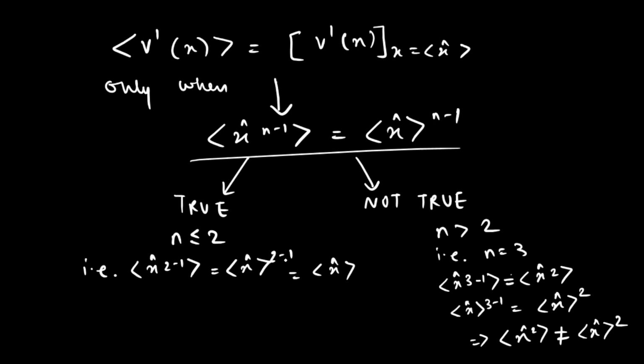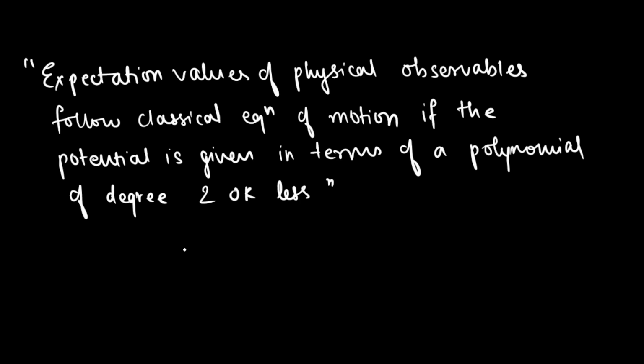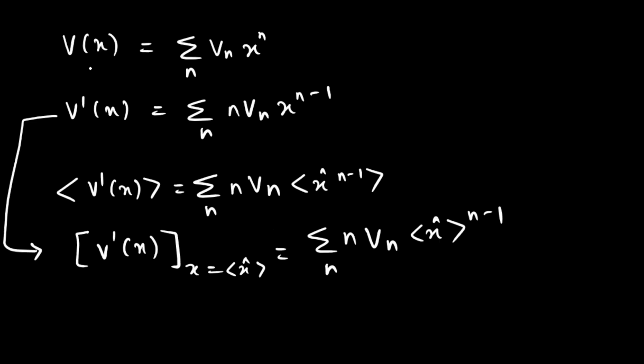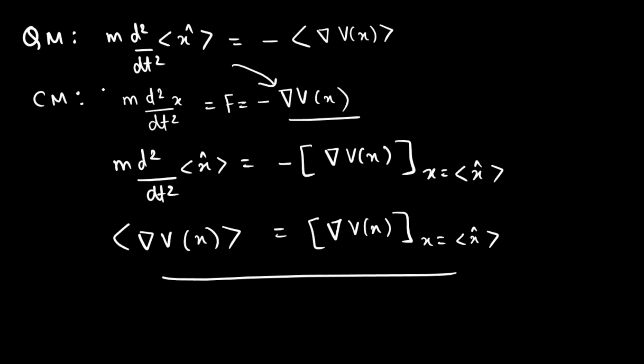So we can conclude that our classical equation connecting with the quantum equation we got from the Ehrenfest theorem is true only if our potential is a polynomial of degree less than or equal to 2. Therefore, the Ehrenfest theorem says that expectation values of physical observables follow the classical equation of motion if the potential is given in terms of a polynomial of degree 2 or less. So for this to be equal to this, the scalar function V of x must be a polynomial of degree less than or equal to 2, which implies that we may make a connection between the quantum and the classical equation.